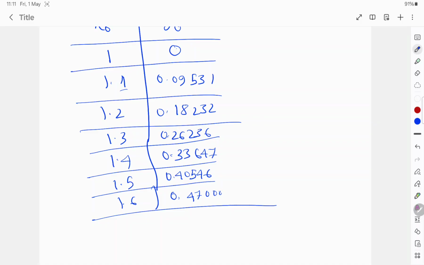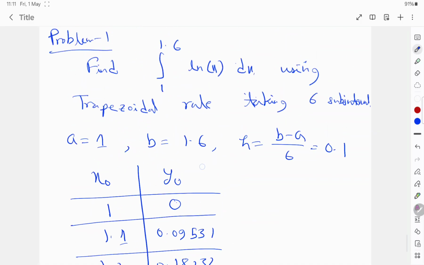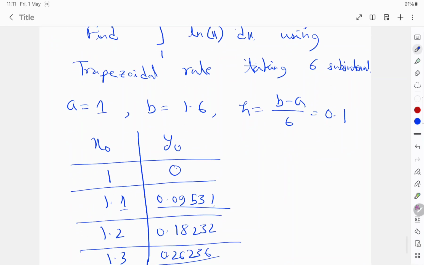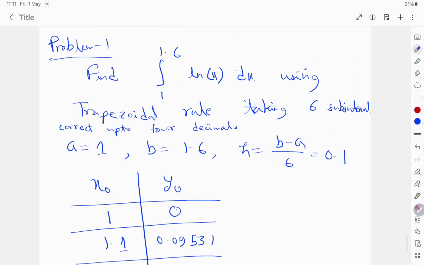Basically they will tell you how many decimal places you have to return, so accordingly you have to write that term. Or maybe they can ask for significant figures also. Here, correct up to 4 decimal places. Whenever they tell 4 decimal places, you have to take 5 decimal places in your calculation, and finally you approximate to 4. That type of thing you already know.